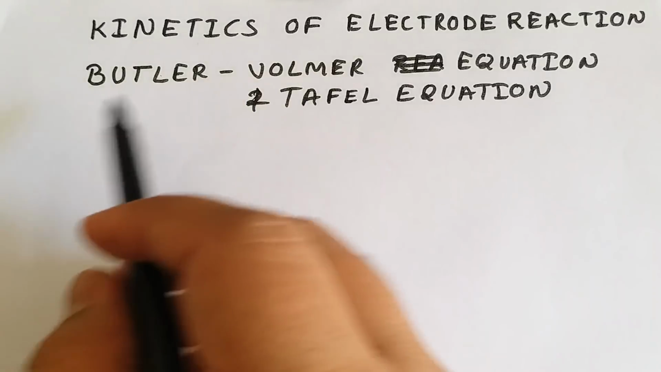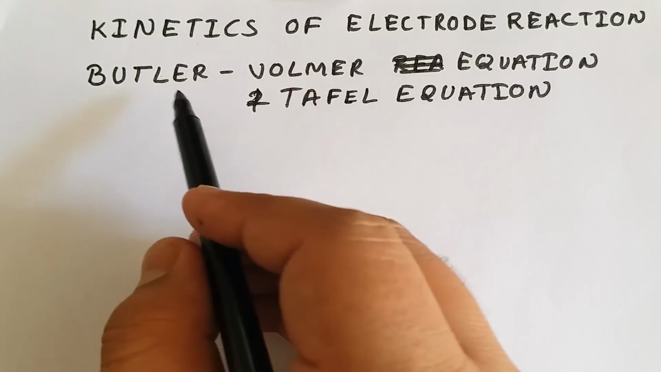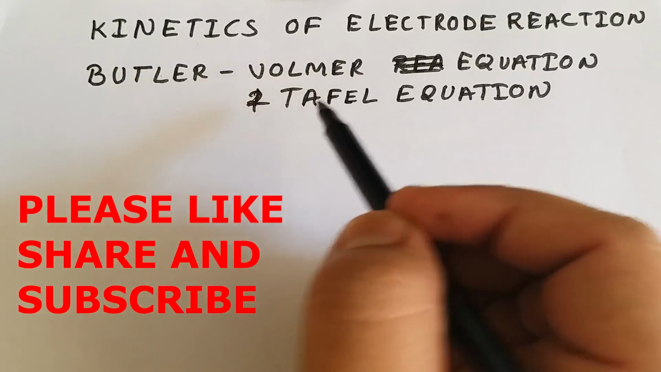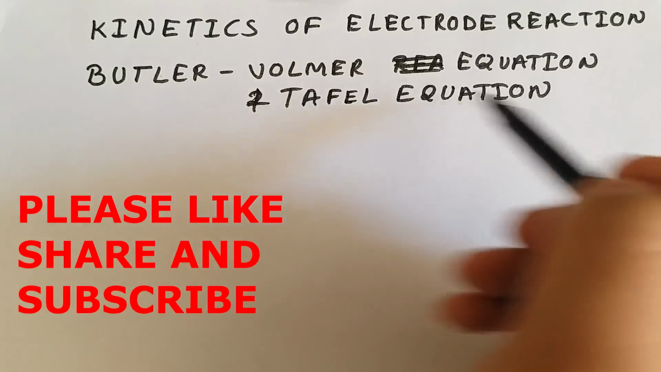Hey friends, welcome. Today we are going to discuss kinetics of electrode reactions, which are famously known as the Butler Volmer equation. And from the Butler Volmer equation, we are going to modify it to get the Tafel equation.